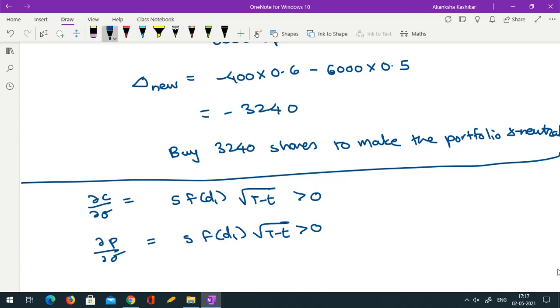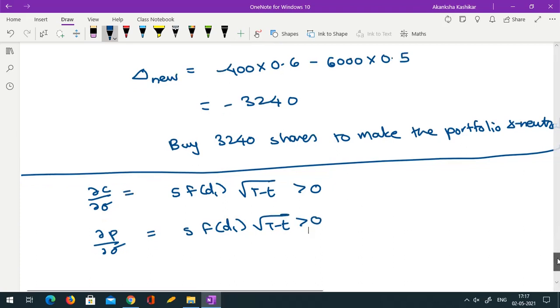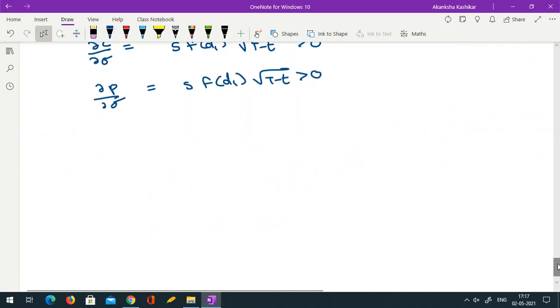Can you see why intuitively also this makes sense? See, intuitively also this would make sense because as the share price becomes more volatile, people would be more interested in buying options because options give you some protection against uncertainty. Okay, so more volatility would mean more need of the options and hence the options become pricey.